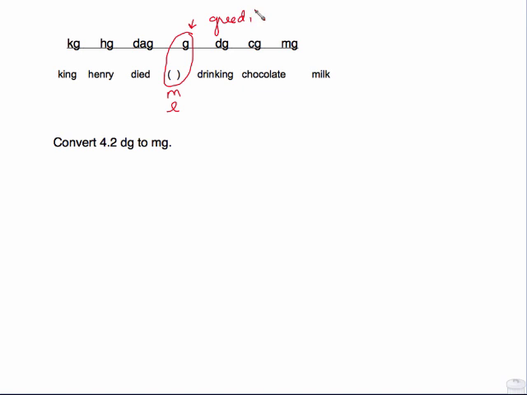Greedily drinking chocolate milk. So we want to convert 4.2 decigrams to milligrams. Decigrams is right here. Milligrams is right here. Same thing we've done. We want to move the decimal 2 places to the right. So we take this decimal that's sitting right here, and we go 2 places to the right. In that little wave, we add a 0. So 4.2 decigrams is equal to 420 milligrams.